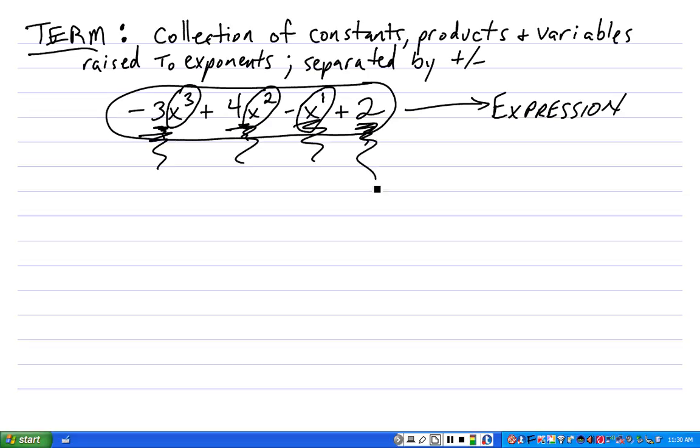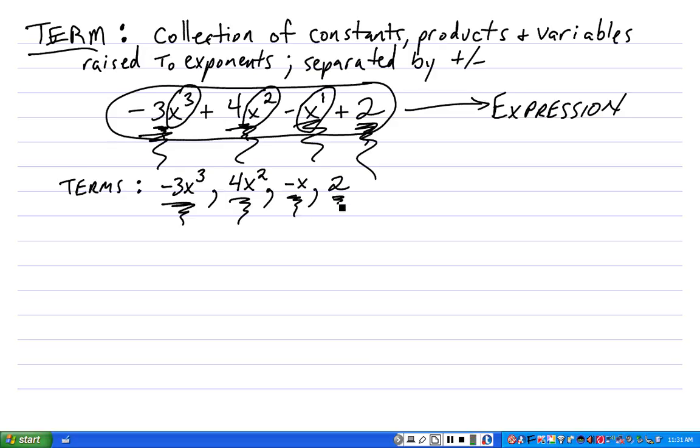So what we're looking at here is a collection of terms. In this case, 4 terms. The terms would be negative 3x to the third, 4x squared, negative x, and 2. When we list out the terms, we don't list it as an expression, we just list them as individual terms. So the first term was negative 3x to the third, and notice we kept the negative sign attached to it. The positive 4x squared, the negative 1x, and the constant of positive 2. Those would be considered the terms.